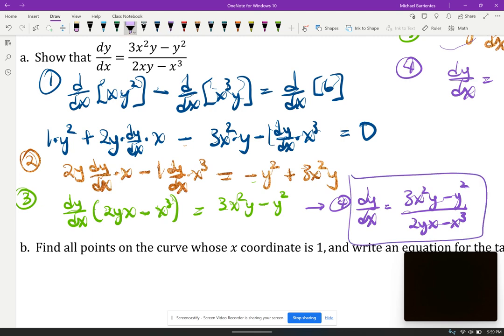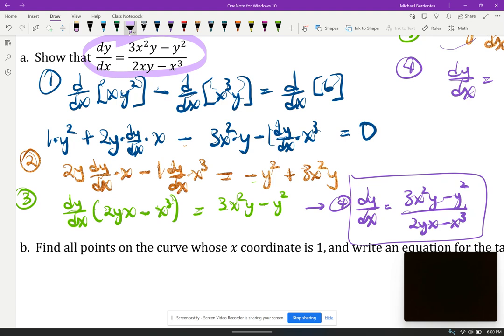And if you compare it back to what they wanted me to show, you're going to see that it's the exact same thing. By the way, notice in their version, they put 2xy. In my version, I put 2yx. That would be correct. They wouldn't take points off, obviously, because it's the same thing. If I had left the top as negative y squared plus 3x squared y, again, it would have been the same thing.